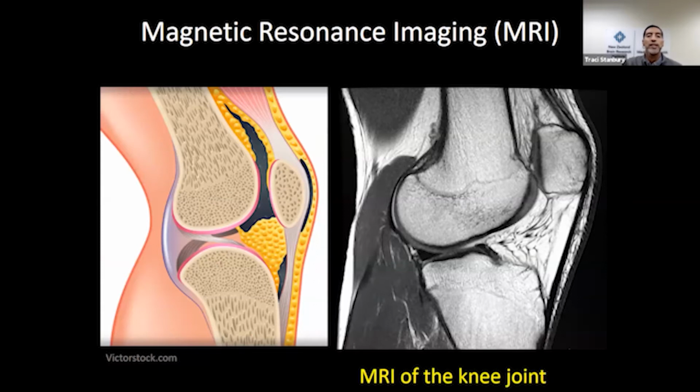Example two, so the image to the left is a cartoon of the knee joint. This is the bone of the thigh, this is the bone of the leg, and that's the kneecap here. And the things in yellow is the fat. So this fat is really important. It keeps our joint cushioned, right? And that's the skin behind the knee here.